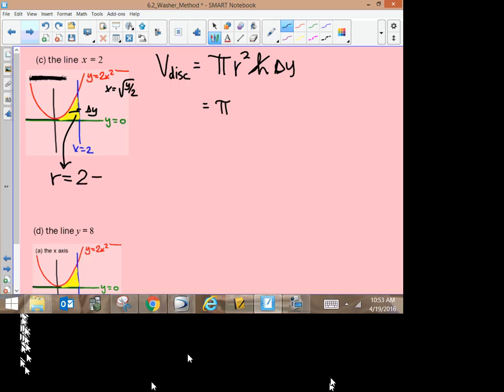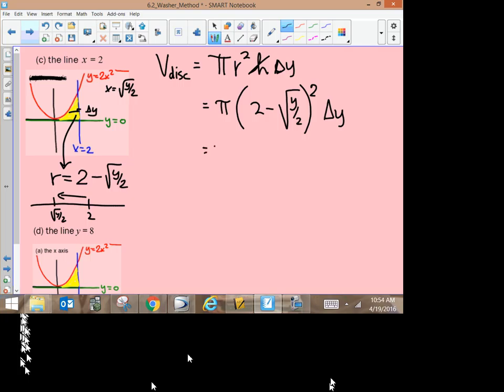2 minus the curve is, okay? It's the same way we did it. Well, this is a disk, so, okay? The bigger number on your number line is to the right. So that was 2. The other one is y over 2, so we have to go that way. Okay? So, 2 minus radical y over 2 squared, the whole thing, change in y.